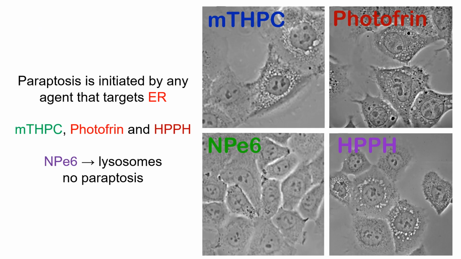This shows that paraptosis is a common response to photodynamic therapy, but people tend to miss this because most investigators don't examine their cells by microscopy. Paraptosis will form after treatment with any photosensitizer that targets the ER. This includes meta-THPC, Photofrin, HPPH, a new drug being developed by Dr. Pandey at Roswell Park, but not agents that don't affect the ER, like NPe6 or others. These cells do not initiate paraptosis since no ER photodamage is involved.